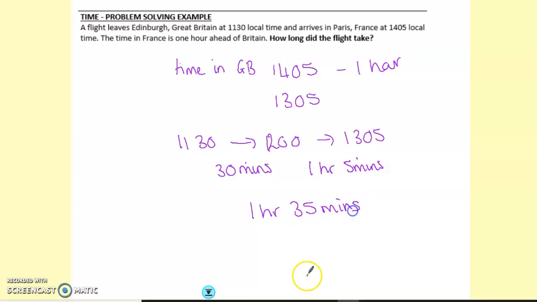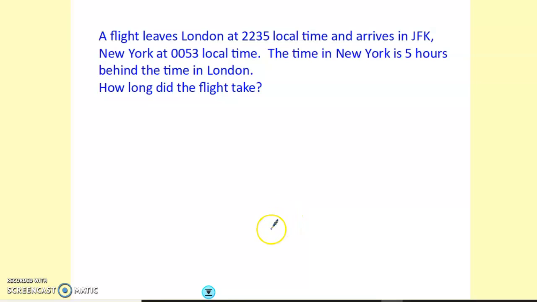You can of course adjust either of the times, it doesn't matter which one you adjust. You could adjust the Paris time down to the UK time if you prefer. Let's try one more like that. Okay, second example then. A flight leaves London at 22:35 local time. It arrives in JFK in New York at 53 minutes past midnight local time. The time in New York is 5 hours behind the time in London. How long did the flight take?